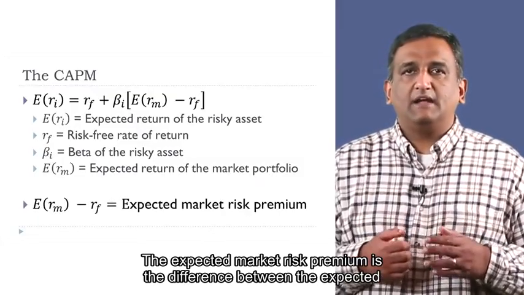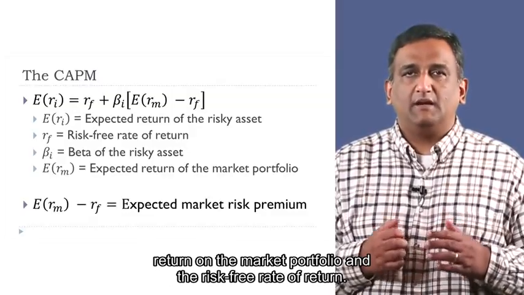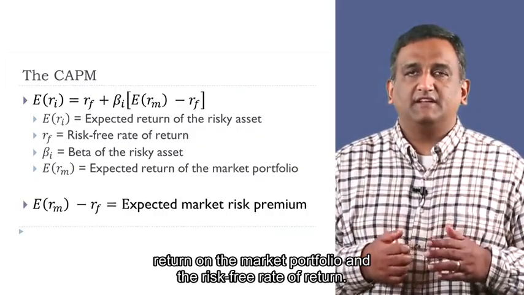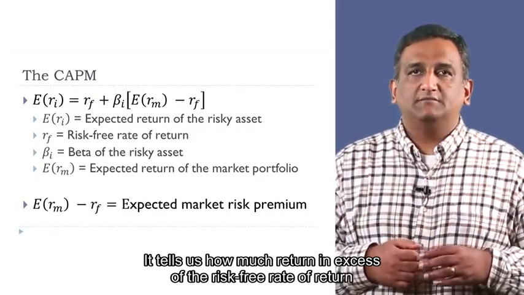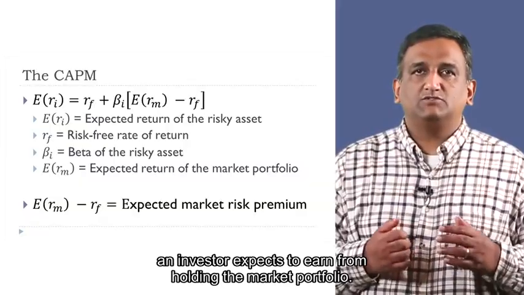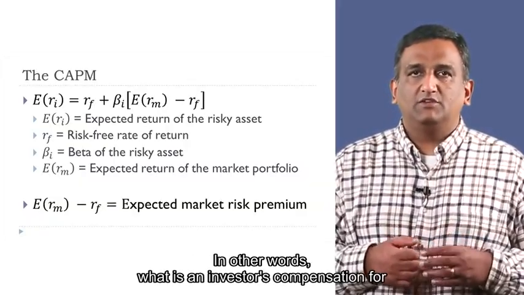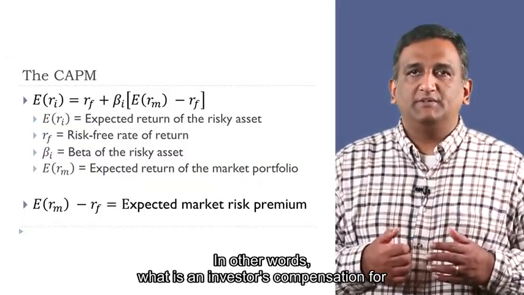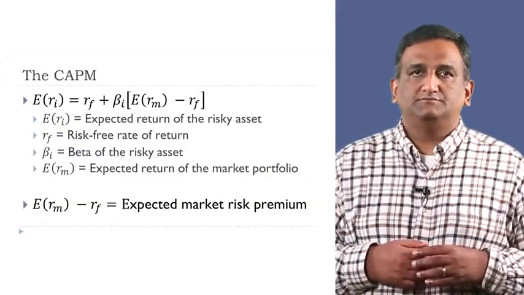The expected market risk premium is the difference between the expected return on the market portfolio and the risk-free rate of return. It tells us how much return in excess of the risk-free rate of return an investor expects to earn from holding the market portfolio. In other words, what is an investor's compensation for holding the risk of the market portfolio?